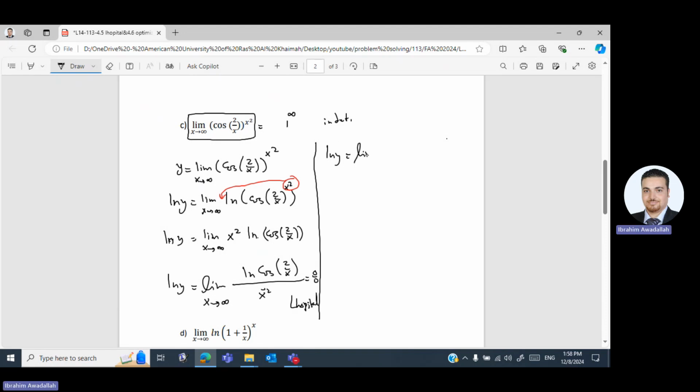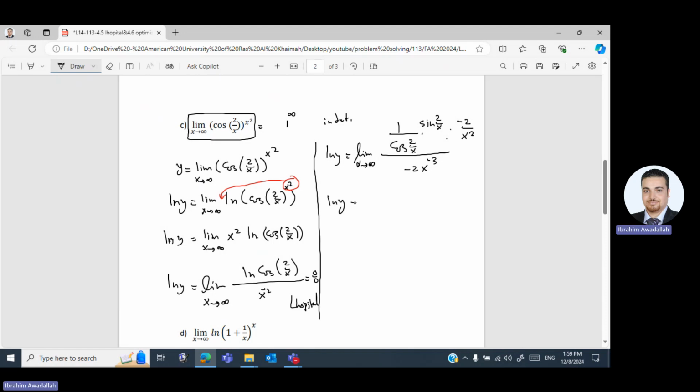L'Hopital says take the derivative of the top and the derivative of the bottom, if we have an indeterminate form. So what's the derivative here? 1 divided by cosine 2 over x, times the derivative of cosine, which is sine 2 over x, times the derivative of 2 over x, which is minus 2 over x squared. And the derivative of x to the power minus 2 is minus 2x to the power minus 3.